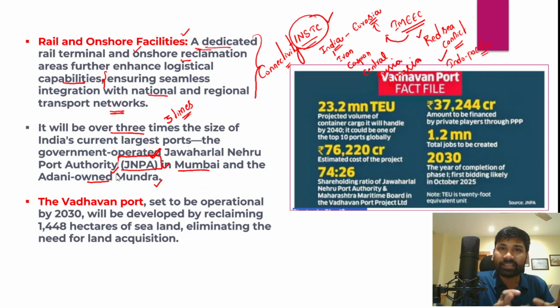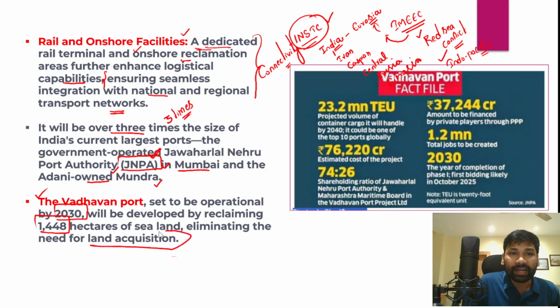And in fact, it is expected that this Vadhavan port will become operational by 2030, and it will be developed by reclaiming around 1,448 hectares of sea land. Okay, so sea land will be reclaimed to construct this Vadhavan port, and because we are reclaiming the sea land, we would eliminate the need for land acquisition, right?